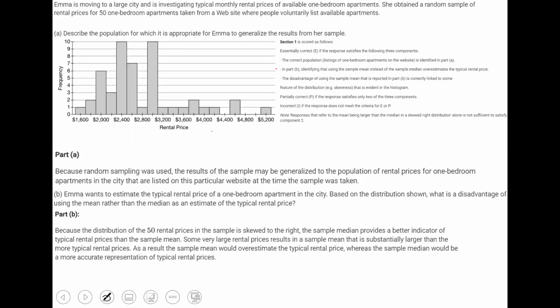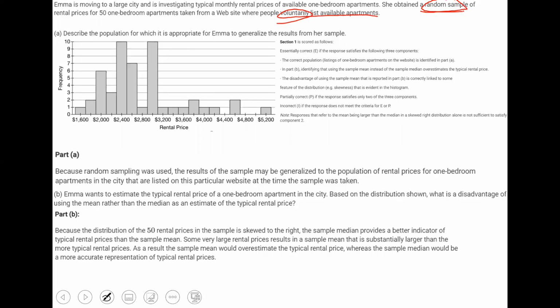All right. Emma is moving to a large city and is investigating typical monthly rental prices of available one-bedroom apartments. She obtained a random sample of rental prices for 50 one-bedroom apartments taken from a website where people voluntarily list available apartments. All right. I think some of you got really tripped up by this phrase, voluntarily list. But that's not how I designed the sample, right? My sampling was a random sample, so it's okay. I could generalize something, okay? Because it was a random sample.